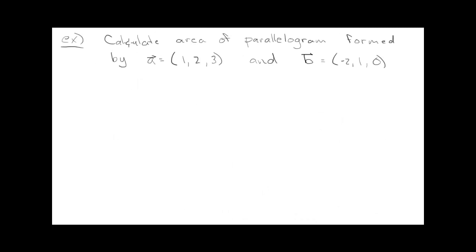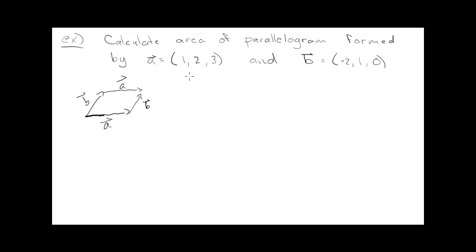Well, okay, so very simple example, very straightforward. You're given two vectors A and B. We want to calculate the area of the parallelogram formed by A and B. So if this is A, this is B, that would be the parallelogram just by moving A and B over. So we want to get the area of that.